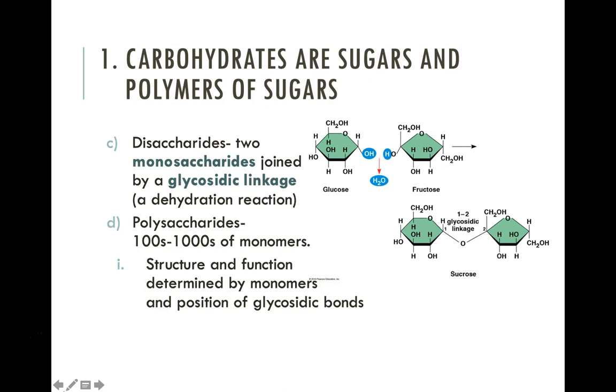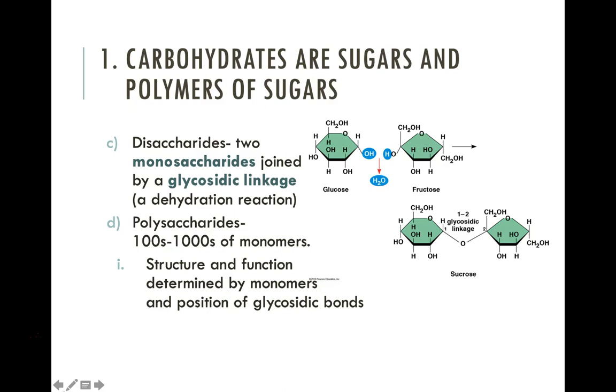When you link two monosaccharides together, you get a disaccharide, a two-sugar molecule, and they are bound by something called a glycosidic linkage. So here's one of our words that we need to know. Carbohydrates are linked by a glycosidic linkage. You can see in our picture on the right, you have glucose and fructose. When you link them together, you produce a covalent bond between those two rings, and now you have the molecule sucrose. Sucrose is a common sugar in our diet.